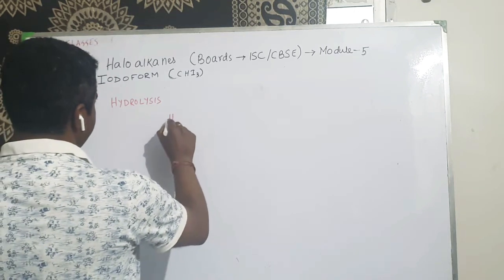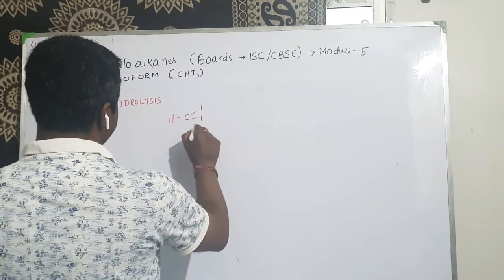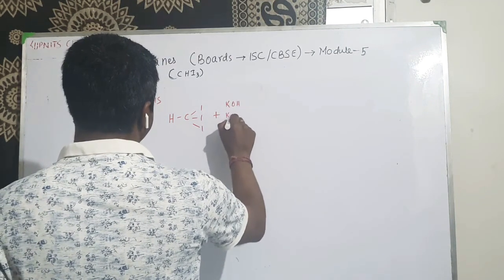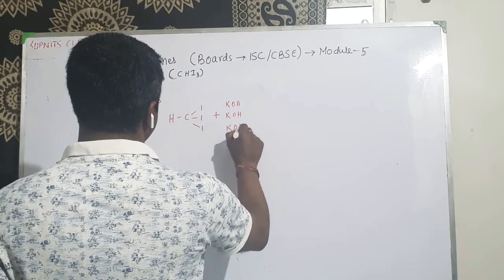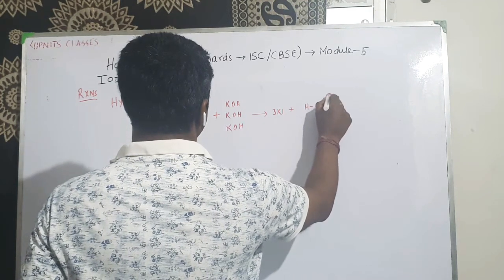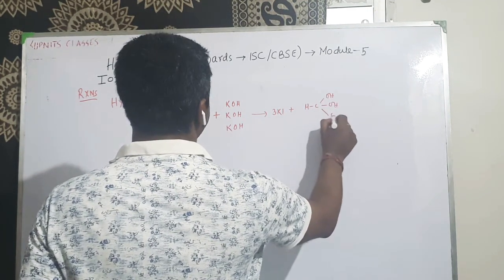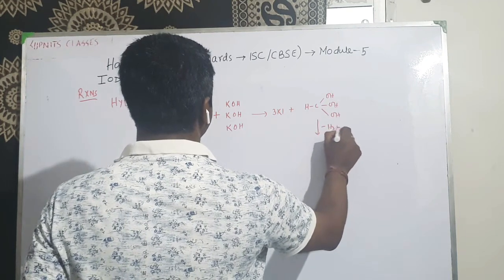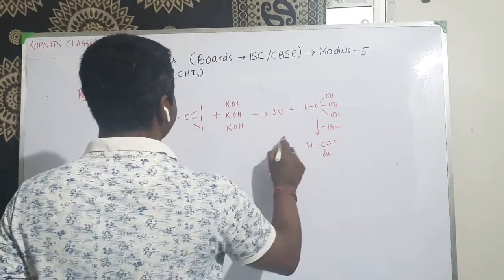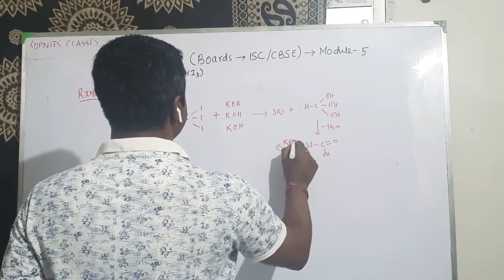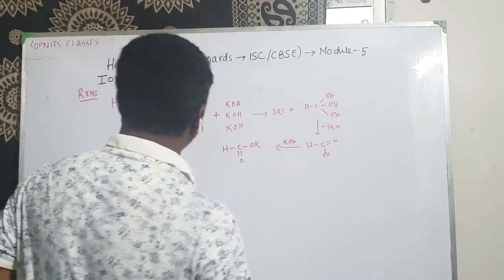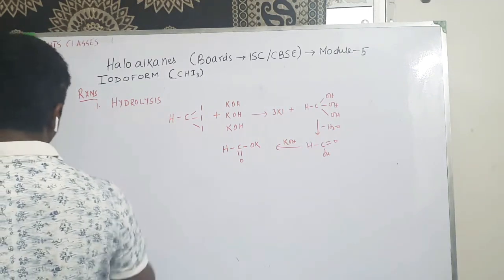So CHI3, and you have to give KOH, concentrated KOH over here. Okay, and you know what the product is, 3KI plus HCOH, unstable, minus water, you will get HC double bond OH, formic acid, and with that you will give now again KOH, and you will get potassium formate. Already you have done, nothing new, all the reactions are actually the same.